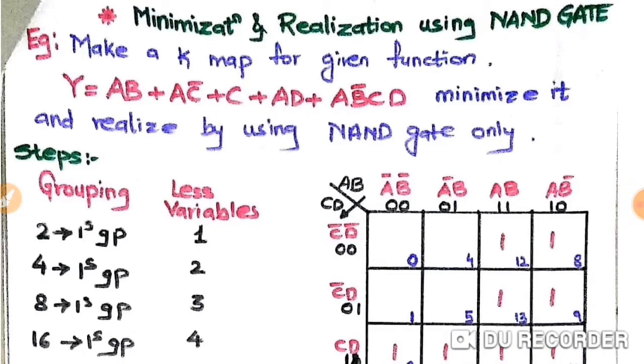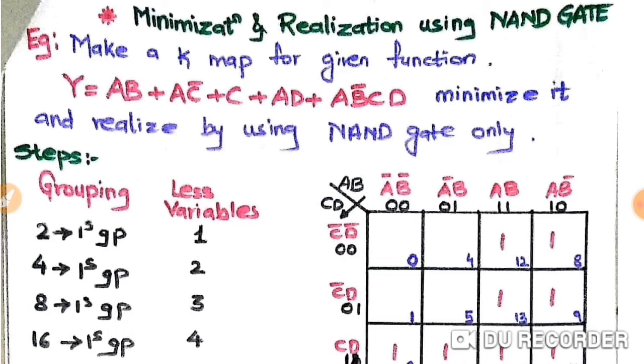And in this session, we are going to take an example to understand the minimization and realization of this particular Boolean expression using only NAND gates. So, what the example says, let's begin.